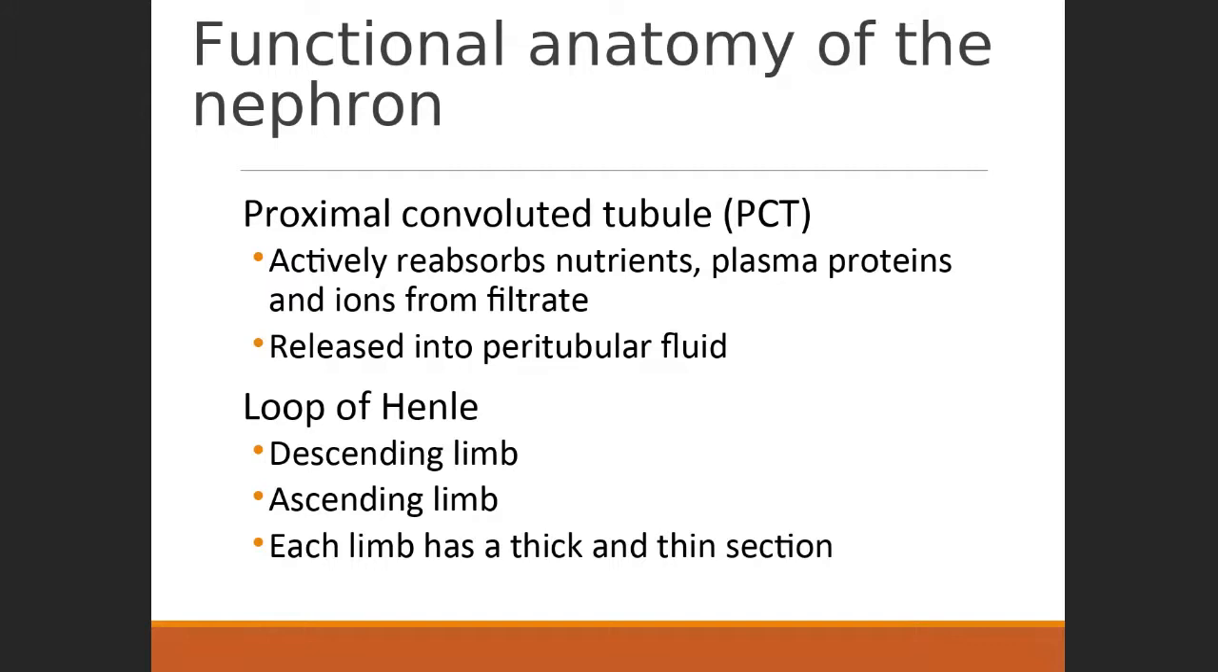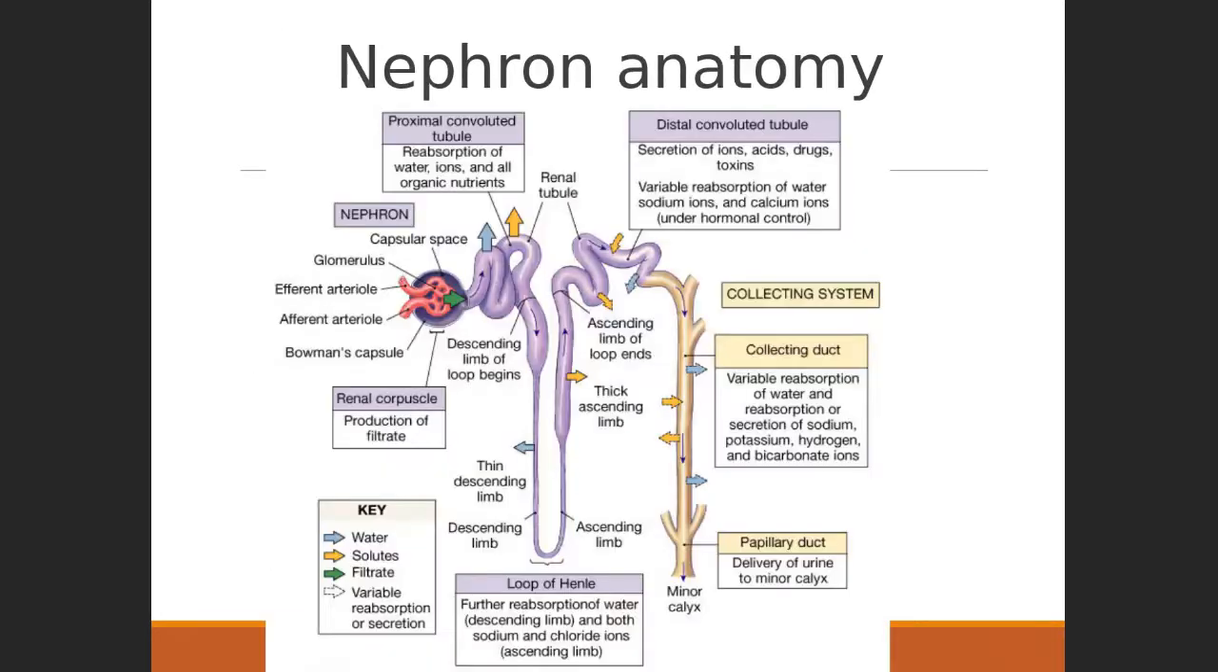Anything that didn't get reabsorbed at the proximal convoluted tubule continues on into the loop of Henle. Now we've got two distinct portions of the loop of Henle. We've got a descending limb and an ascending limb. The loop of Henle was the portion that would extend down into the medulla of our renal pyramid. The descending limb being the initial portion, we make this hairpin turn, and then we go through our ascending limb.